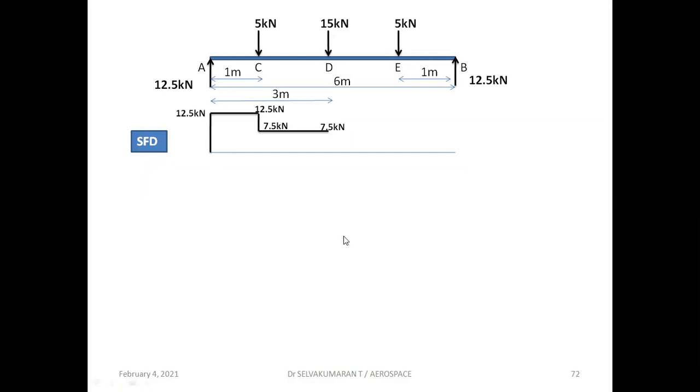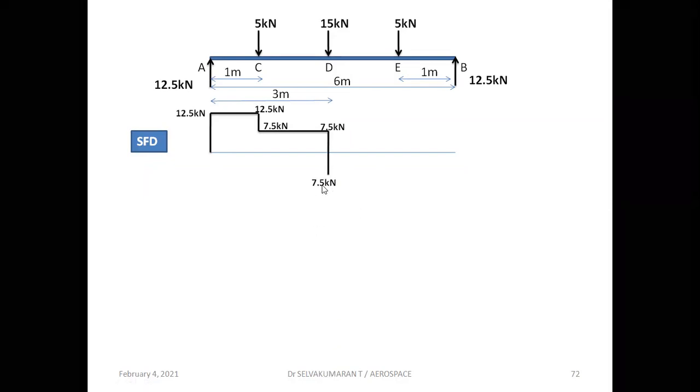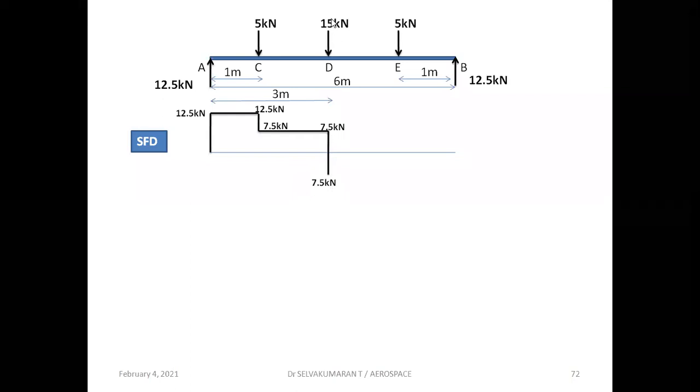So 7.5 minus 15, you will get minus 7.5, which must be marked below this baseline because negative values must be plotted below this baseline or reference line. So now this is 7.5, that is minus 7.5. So 7.5 plus 7.5, which is equal to 15 kilonewton. So from D to E again, no load, the shear force remains constant.